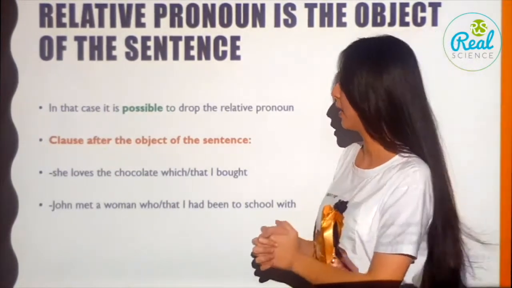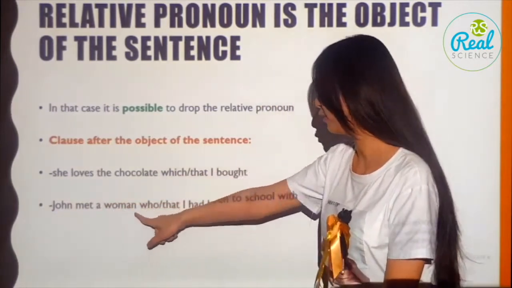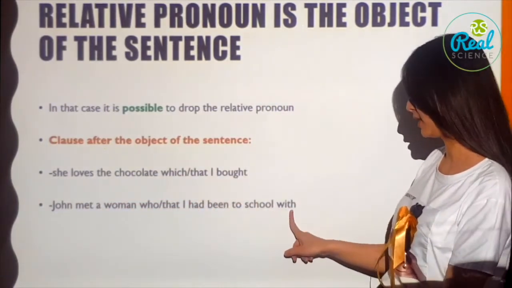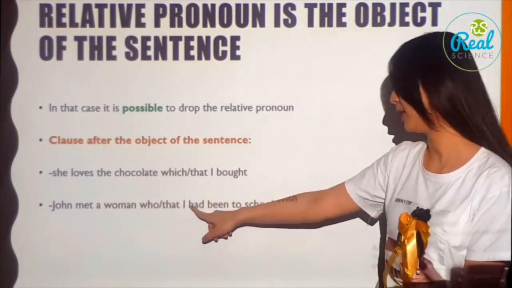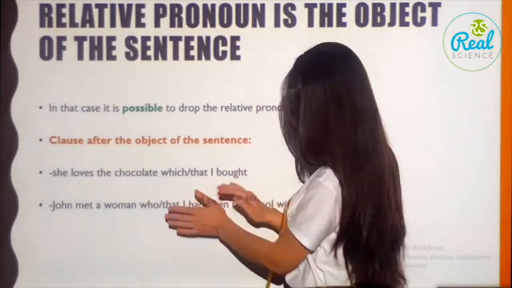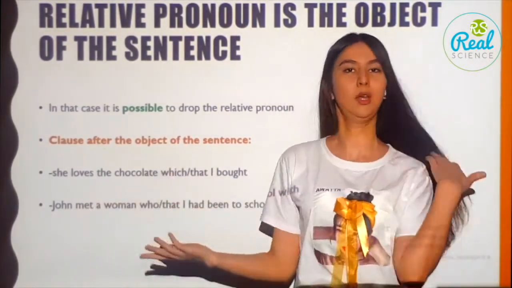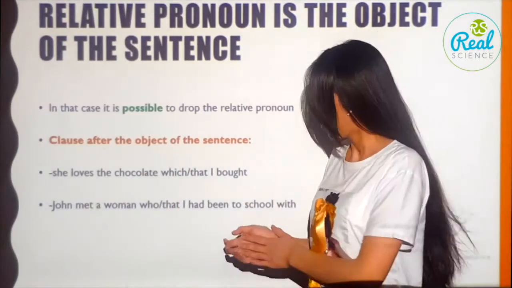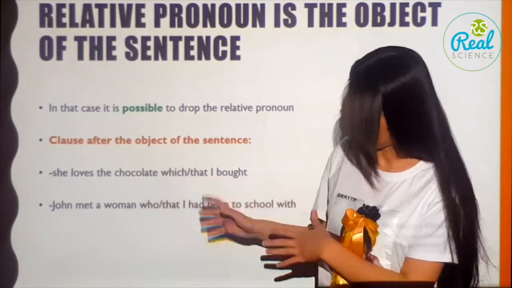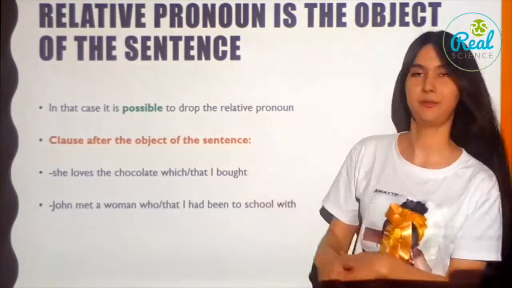Okay. So next example. John met a woman who or that I had been to school with. So John met a woman who, that I had been to school with. So here also it is possible to drop the second part of your sentence. So John met a woman. The meaning doesn't change. But you can include this one also. If you exclude it, the meaning doesn't change. So it is possible to drop the relative pronoun here.